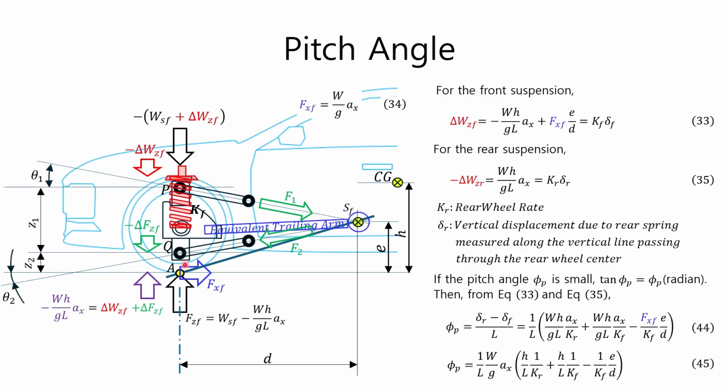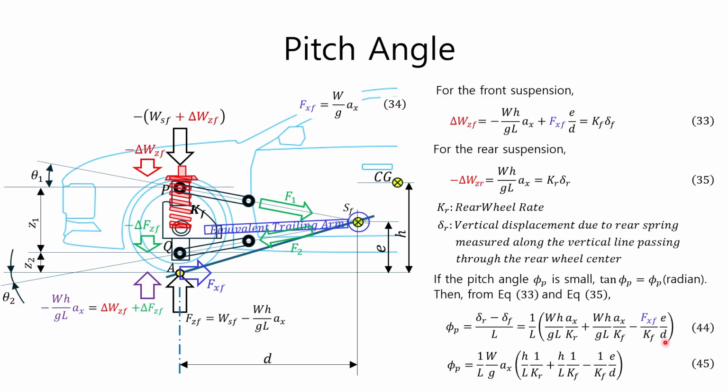When the pitch angle, phi p, is small, an approximation can be used in which the tangent of phi p is equal to phi p. Here, phi p is in radians. After rearranging equation 33 for the front spring displacement, delta F, and equation 35 for the rear spring displacement, delta R, substituting these two displacement values into the second equation of equation 44, the pitch angle, phi p, when braking force is applied, can be obtained, as shown in the third equation of equation 44.